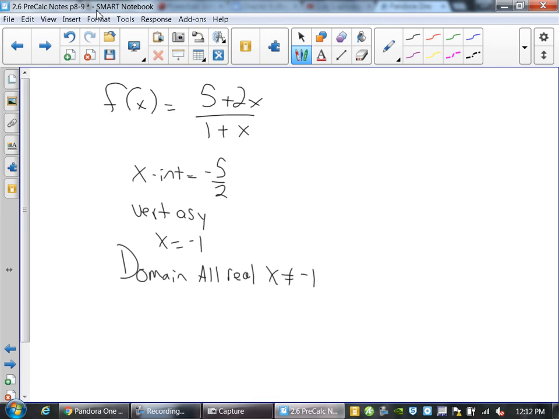And then play the game. So the degrees are the same, so it winds up being a horizontal asymptote at 2. Coefficients would be 2 and 1.